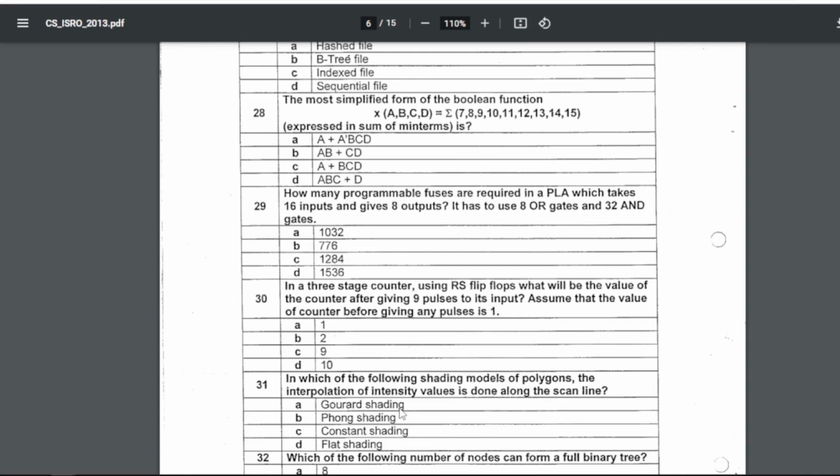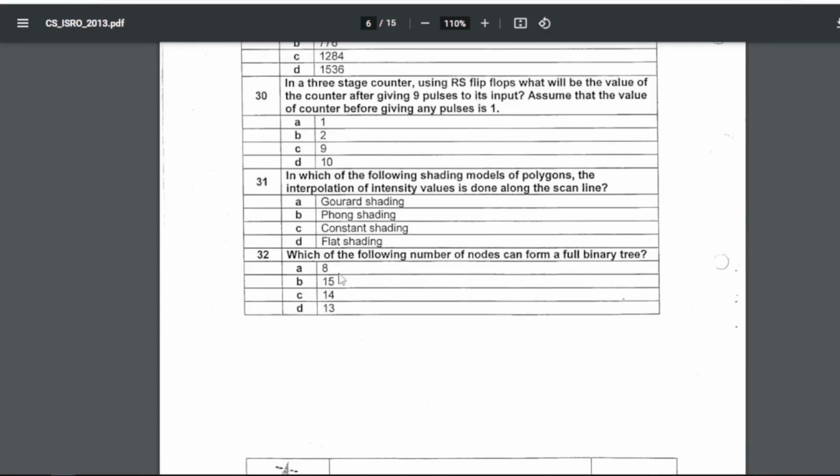Now question number 29 is: how many programmable fuses are required in a PLA which takes 16 inputs and gives 8 outputs? It has to use 8 OR gates and 32 AND gates, right? So for question number 29, if you look into the options, you will get the answer as C, that is 1284. So here 1284 will be the answer.